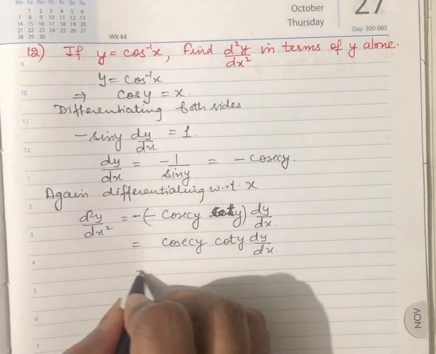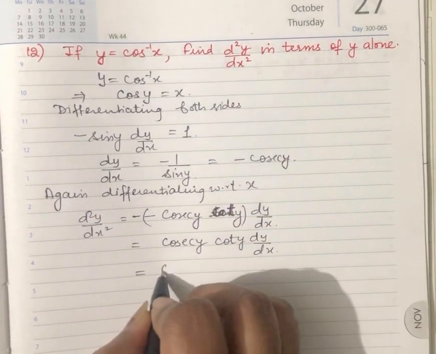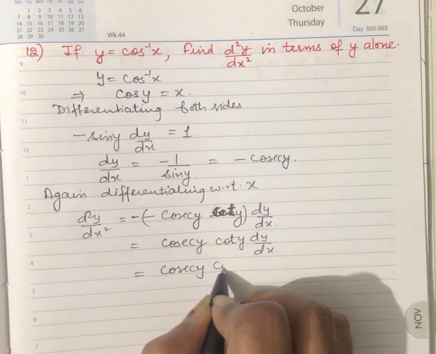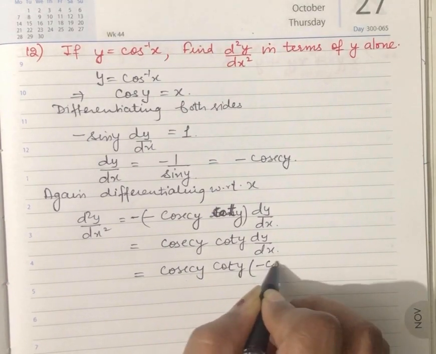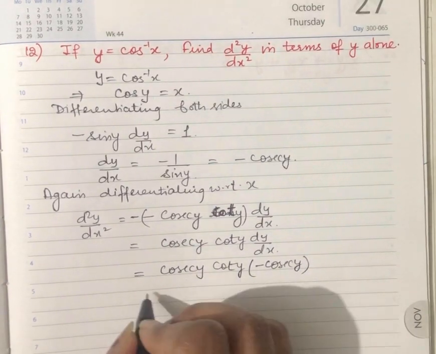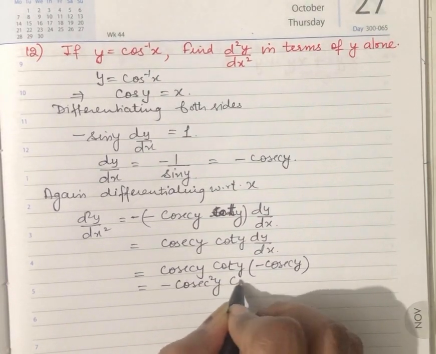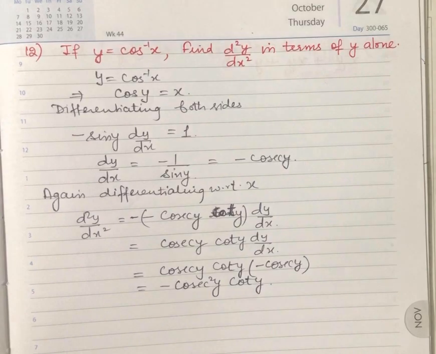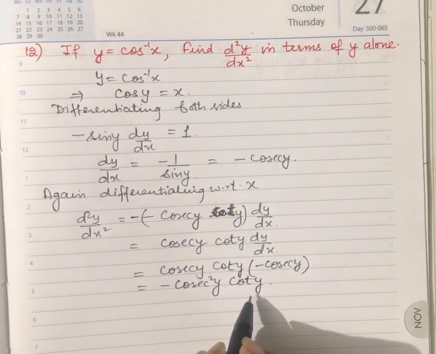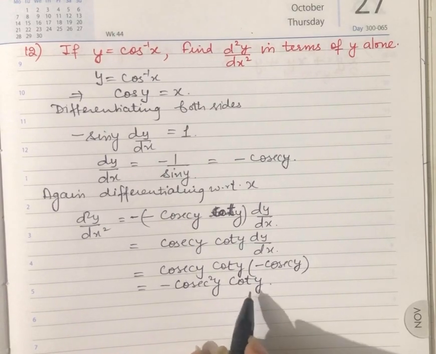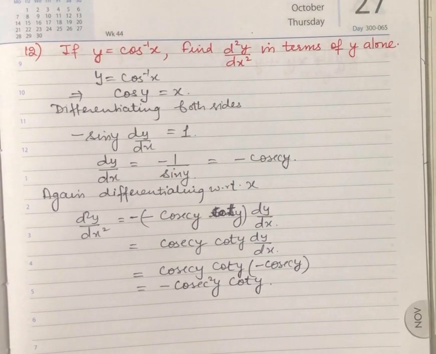Now dy by dx is minus cosec y. So this can further be written as minus into minus cosec y. So this is equal to minus cosec square y cot y. So this is the required differentiation, and this is in terms of y alone. So this completes the 12th question.